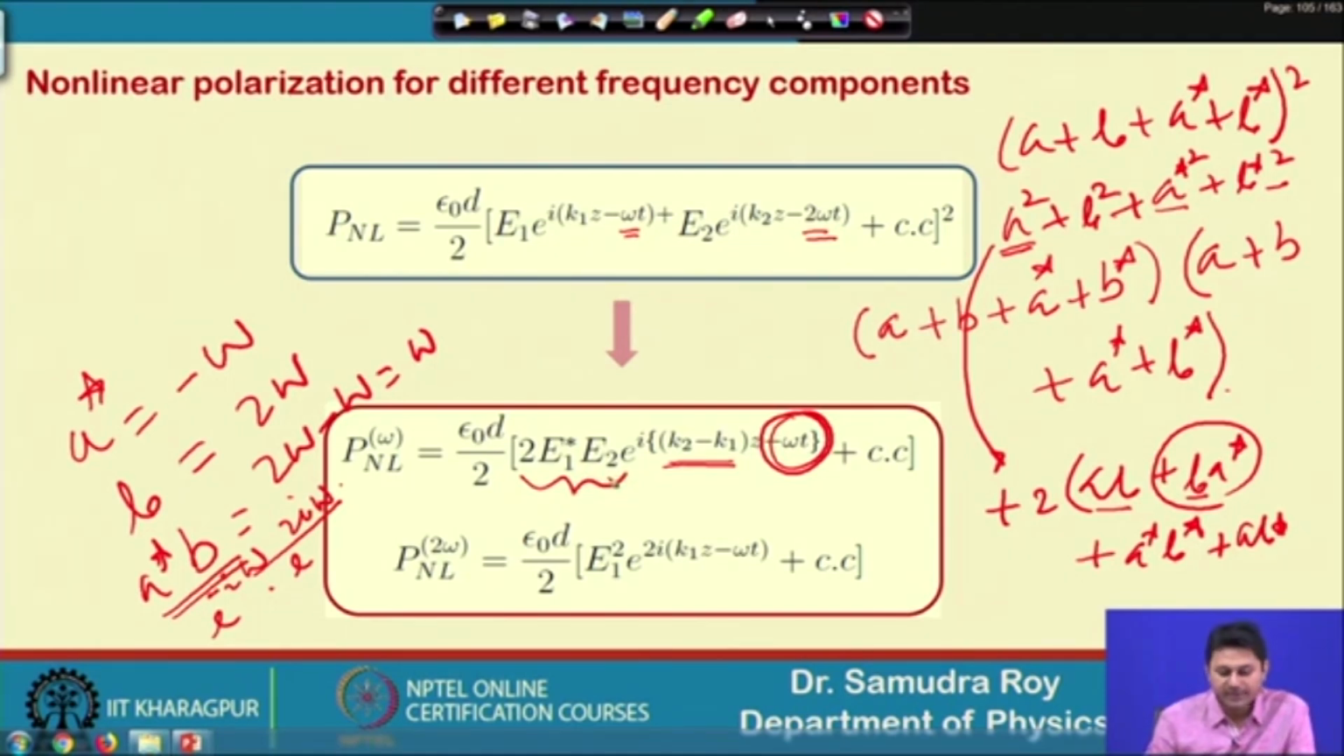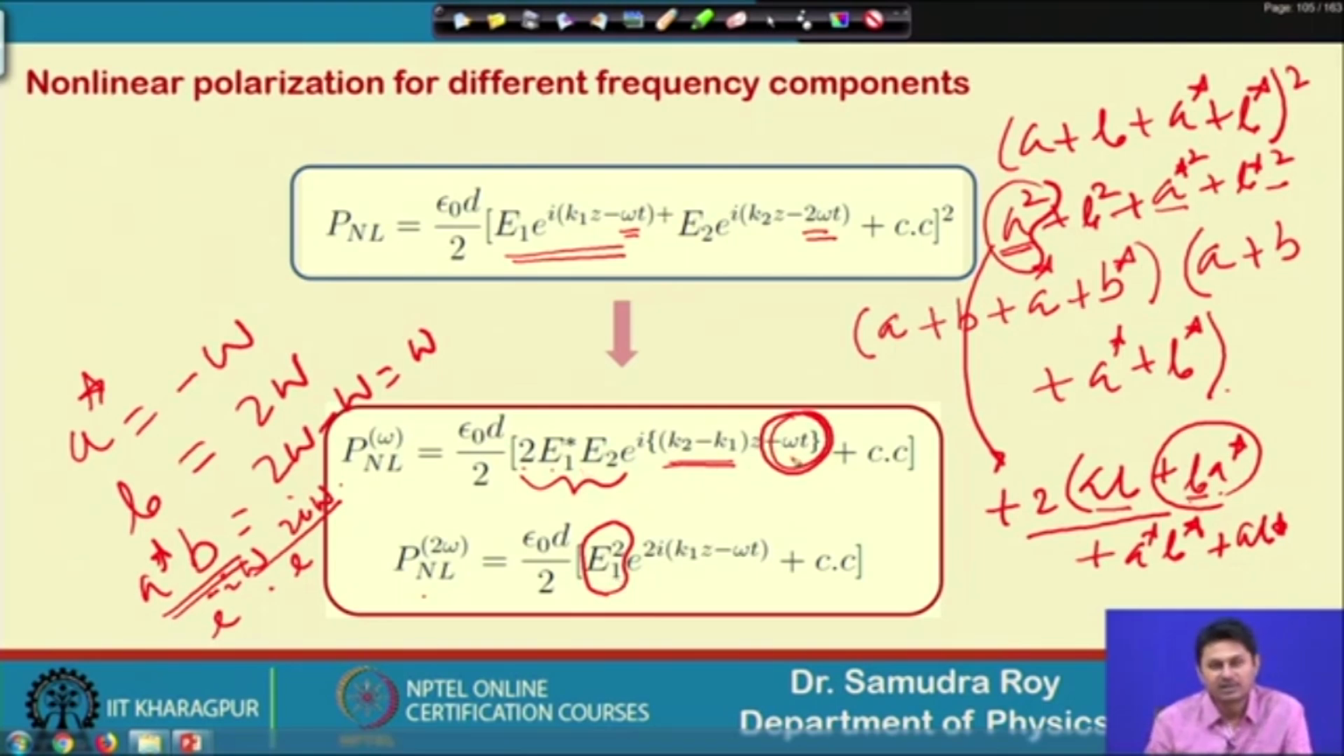In the similar way, if I try to find out what is the frequency component of 2 omega for P nonlinear, it is nothing but the first one, that is the A squared term, because only the first square, that means A square, will give you 2 omega. So, that is why the amplitude is epsilon E 1 square here. In this case the amplitude is 2 AB. So, this 2 multiplication by A star B. So, that is why 2 multiplication of A star and B with the corresponding exponential terms.